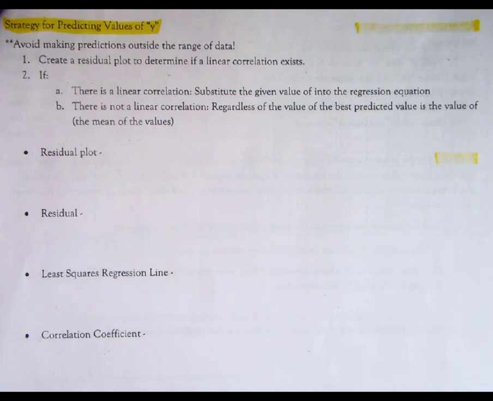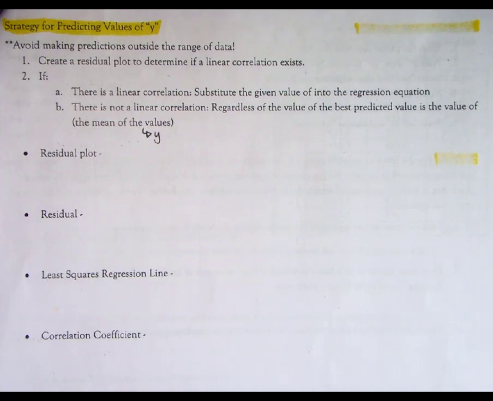value for y. However, if we know that a linear correlation does not exist, it doesn't really matter what the value for x is. The best predicted value for y is going to be the mean, or the average, of all of the y values. So first, let's look at some definitions.